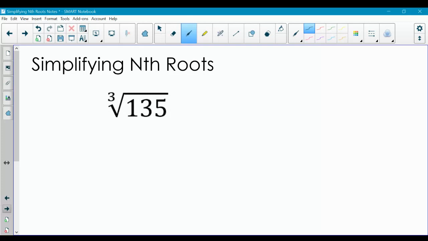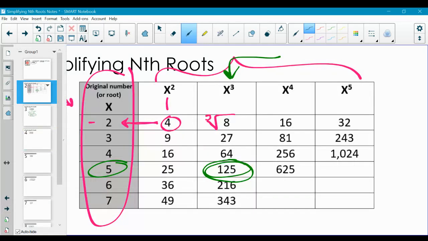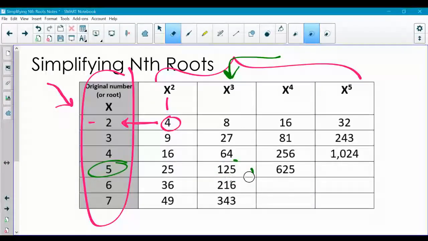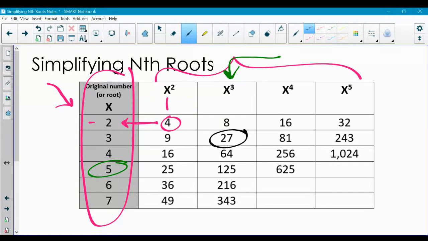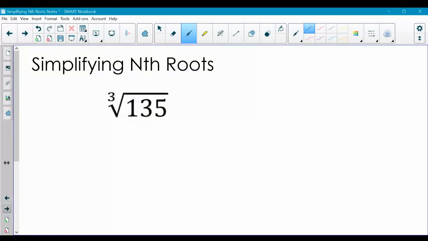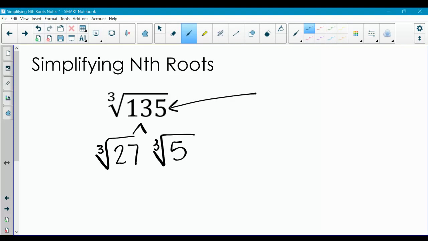Now, the cube root of 135, we have to do the exact same thing. So we do have to continue to go back to this display. And when we're going through here, 135, we actually can divide by 27. So we know that we're going to use 27. 135 divided by 27 is 5. So if we multiplied 27 and 5, we would get back our original number. So we're just splitting it into two factors and then simplifying.